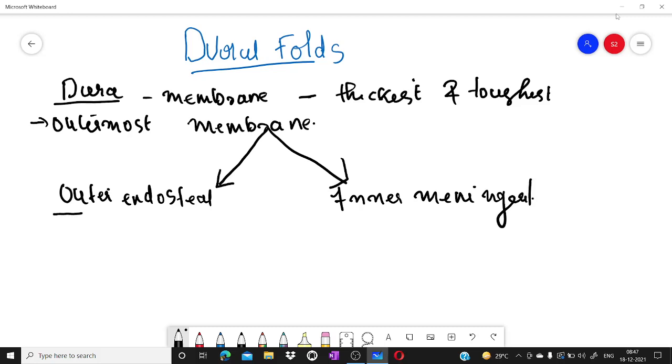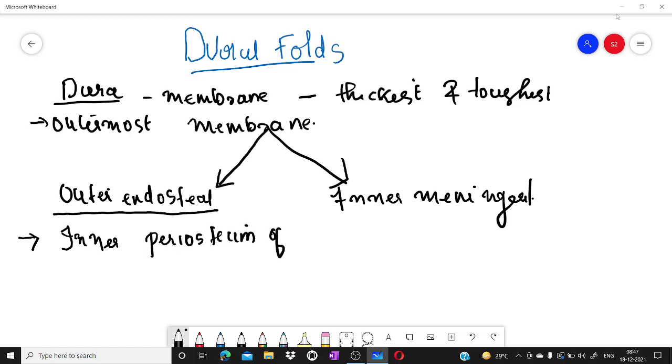So what is this outer endosteal layer of the dura? Some points about the outer endosteal layer. This outer endosteal layer of the dura is actually forming the inner periosteum of the skull bones. So it is also known as endocranium of skull bones.